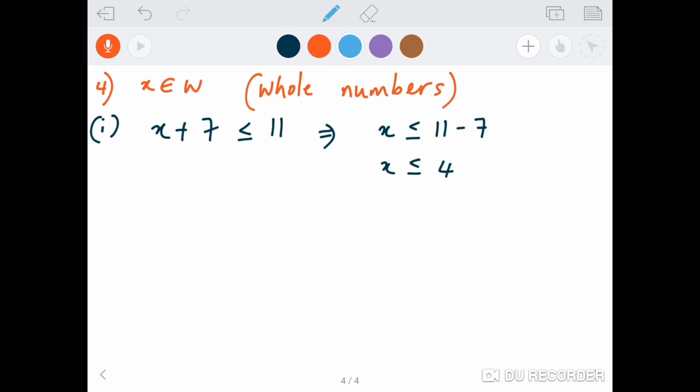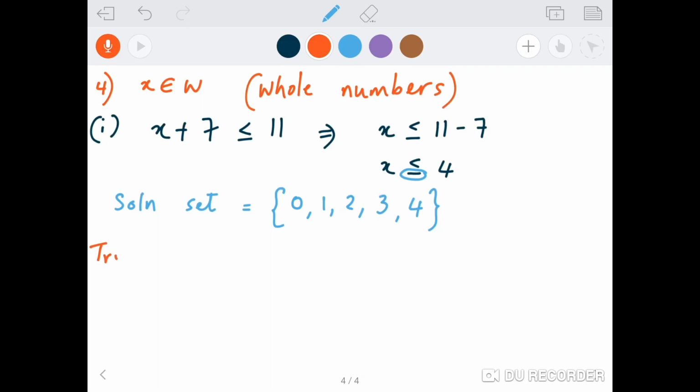So I get x less than or equal to 11 minus 7, which is 4. So your solution set would be all whole numbers that are equal to or less than 4. Whole numbers start from 0. I have to go all the way to 4 because the inequation says it also includes 4. I've just circled the equal to sign so that you remember it. So this would be your solution set. It would be whole numbers, so it would be 0, 1, 2, 3 and 4.